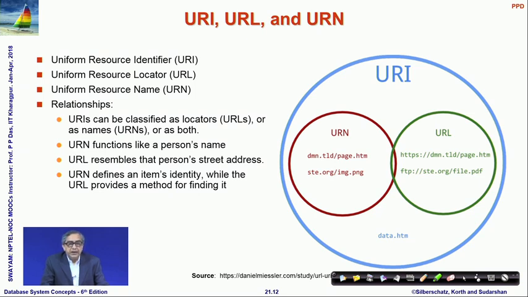So, they are related, but they mean a little bit different things, as this Venn diagram shows. A URI can be either a URL or a URN, or it could be both. A URN functions like a person's name. You can conceive it that way, universal resource name, and a URL resembles a person's street address. URN says what is the name of the content, and URL says where that can be found, and URI in general could be either the name or the address or both of them.